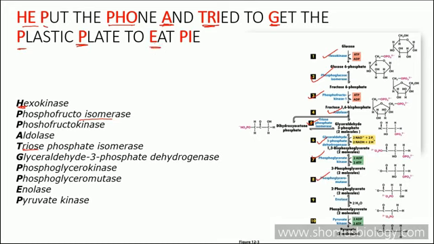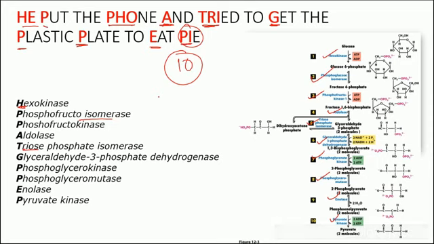E, what? Enolase, ninth enzyme. And PI, pyruvate kinase. It simply sounds like pi, that's why I took it. So pyruvate kinase, the last enzyme, or the 10th enzyme of this process. So you see, it's a rule of 10 with 10 enzymes and intermediates that are involved, and it's all about your great-grandmother preparing pie for you, and then you're putting down your phone and trying to get the plastic plate to eat pie. So hope you get an understanding of how to remember glycolysis in very little time.